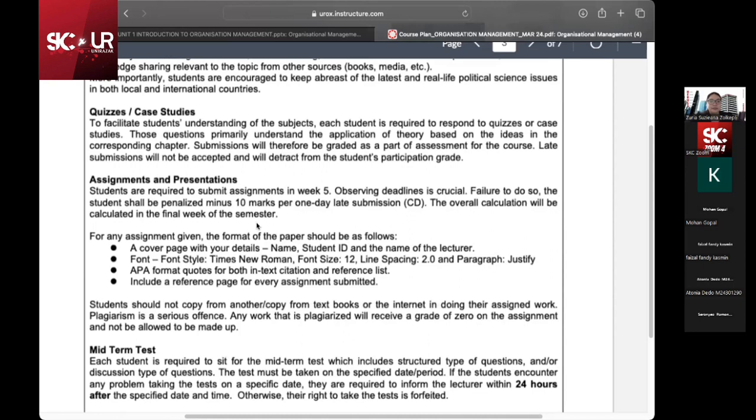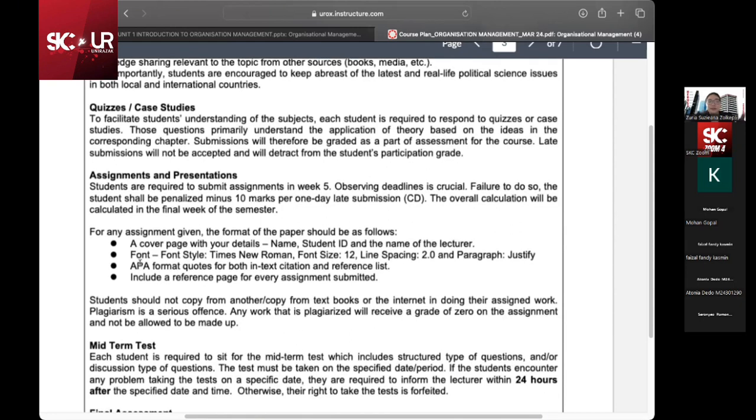Everything is here for the format of your assignment. Make sure that you send your assignment with the cover page and all the basic things. Times New Roman, font size 12. Okay, we are using APA, so UniRazak uses APA formatting, with a reference list.